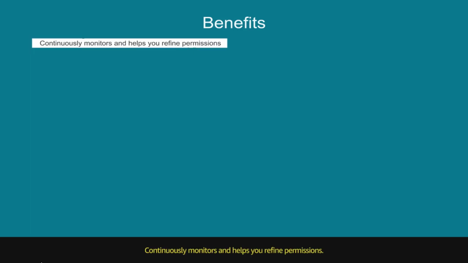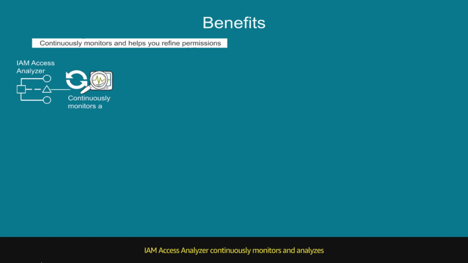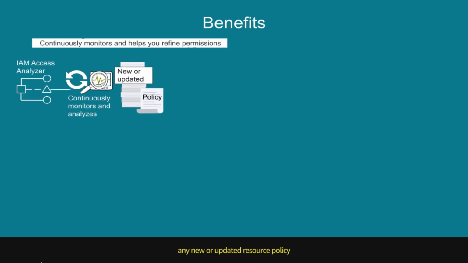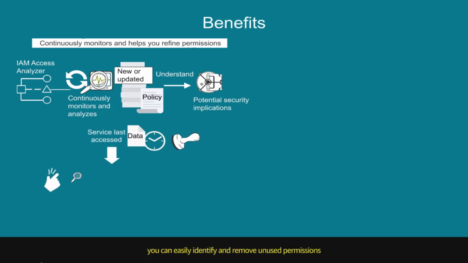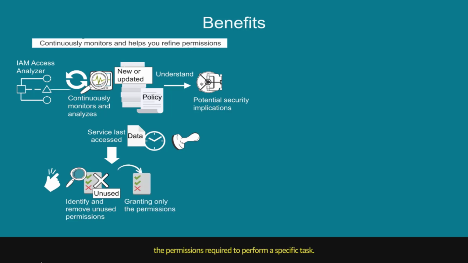Continuously monitors and helps you refine permissions. IAM Access Analyzer continuously monitors and analyzes any new or updated resource policy to help you understand the potential security implications. In addition, with the service last access timestamp data, you can easily identify and remove unused permissions to improve your security posture by granting only the permissions required to perform a specific task.